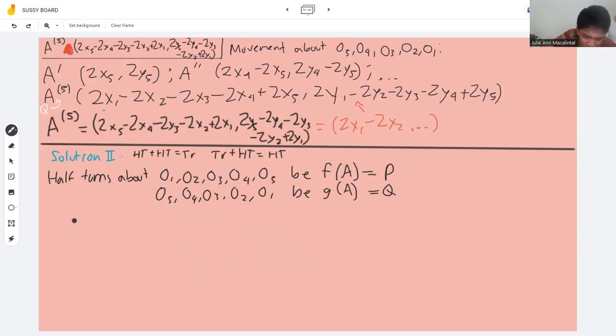So now what if it's from O5, O4, O3, O2, and O1? It's exactly the same. 1, 2, 3, 4, 5. So 1, 2, 3, 4 is an entire translation, and then another half turn. So that's a complete half turn only. So F of A is a half turn.